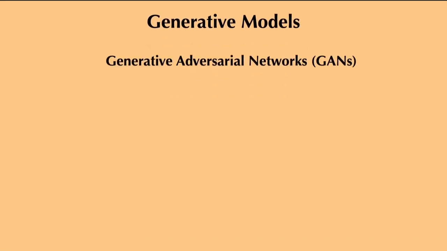Welcome back. We have already discussed what generative adversarial networks are in our previous video. That is, the generator creates new data, while the discriminator evaluates whether the generated data is real or fake. Now we will understand it with an example.